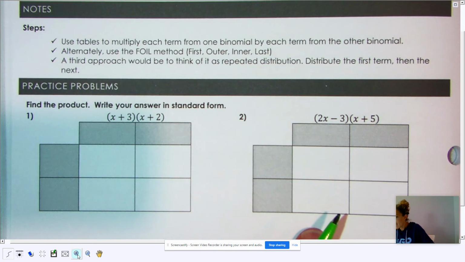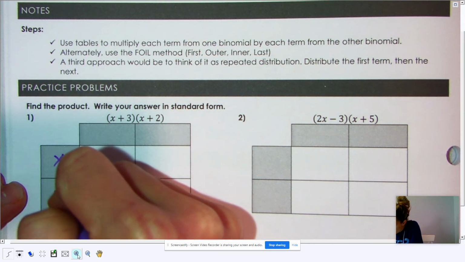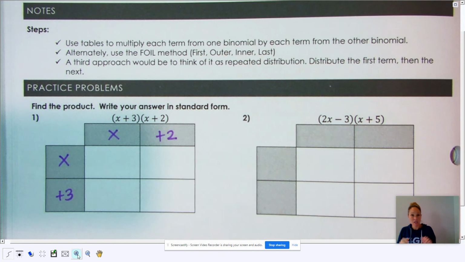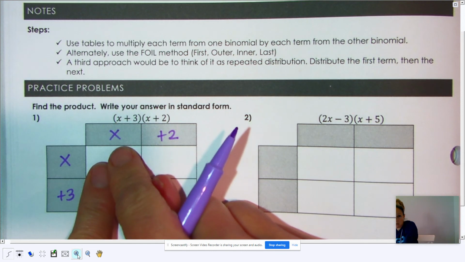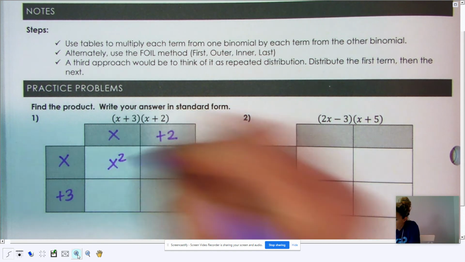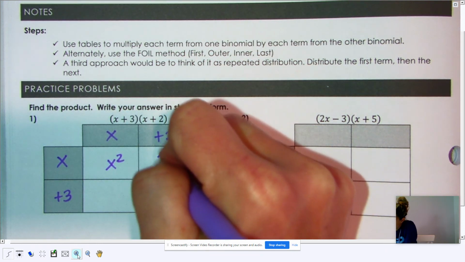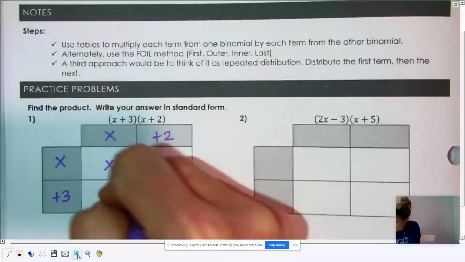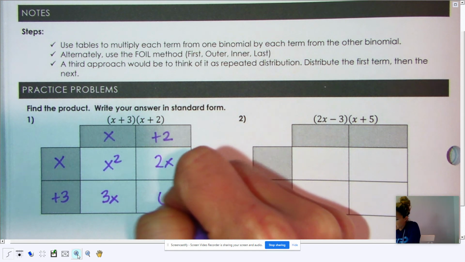Okay, so I can write it like this. I've got x plus 3, and I have x plus 2, and I'm going to just put it in those boxes there. Okay, then I'm going to use the box as kind of like a multiplication chart. So I'm going to go x times x is x squared. Then I'm going to do these ones. X times 2 is 2x. Then I have x times 3 is 3x, and 3 times 2 is 6.